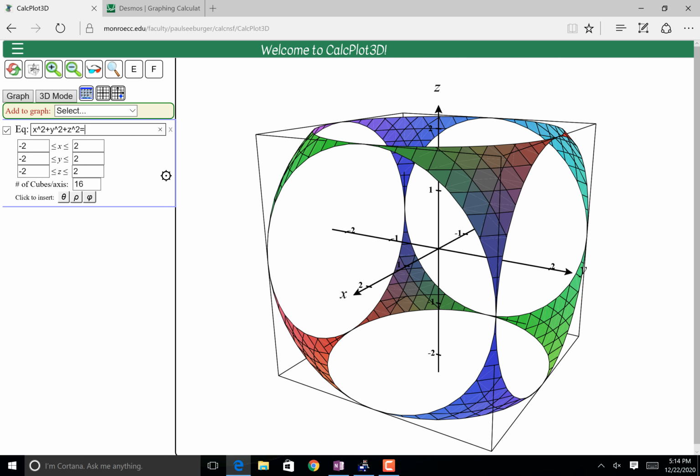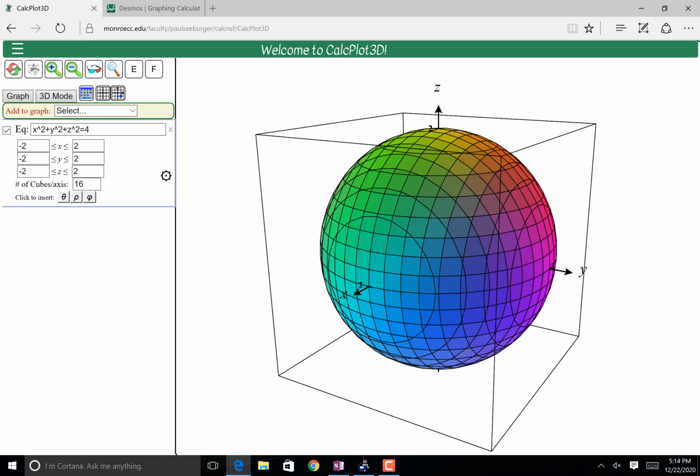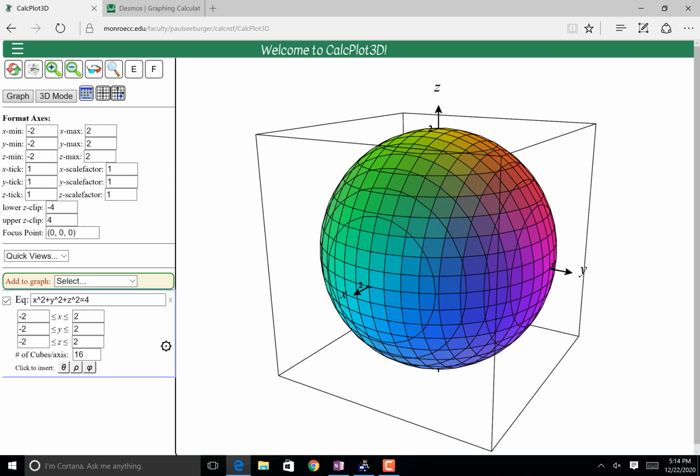So what happened there, obviously, it got cut off a little bit because this thing's only going out to 2 maximum. To change that, if you click on this little fellow here, you can actually change it. Here's your negatives and your mins and maxes. But you also have to change the Z clip. So you can do this. Go to -4 and 4.